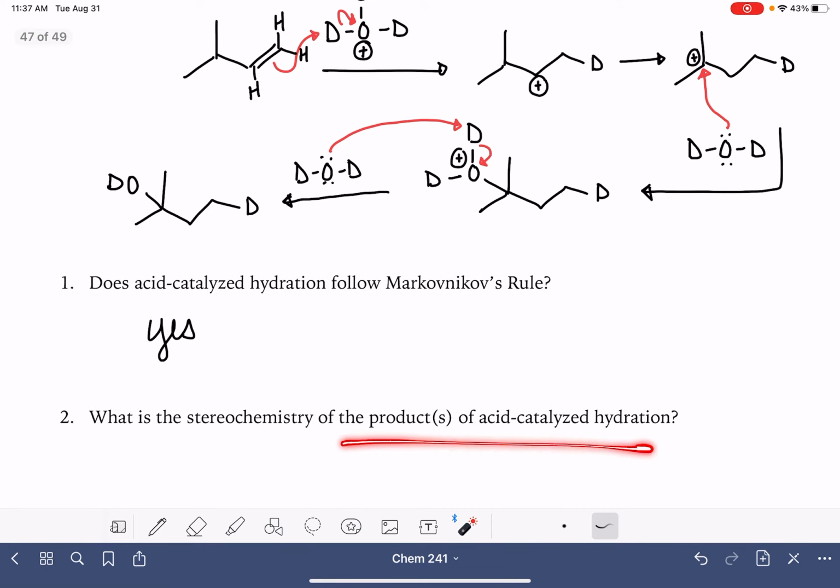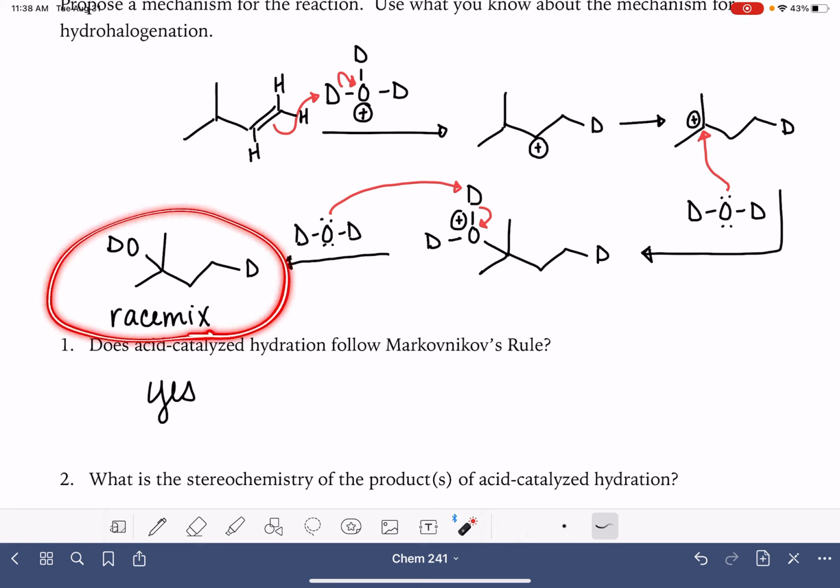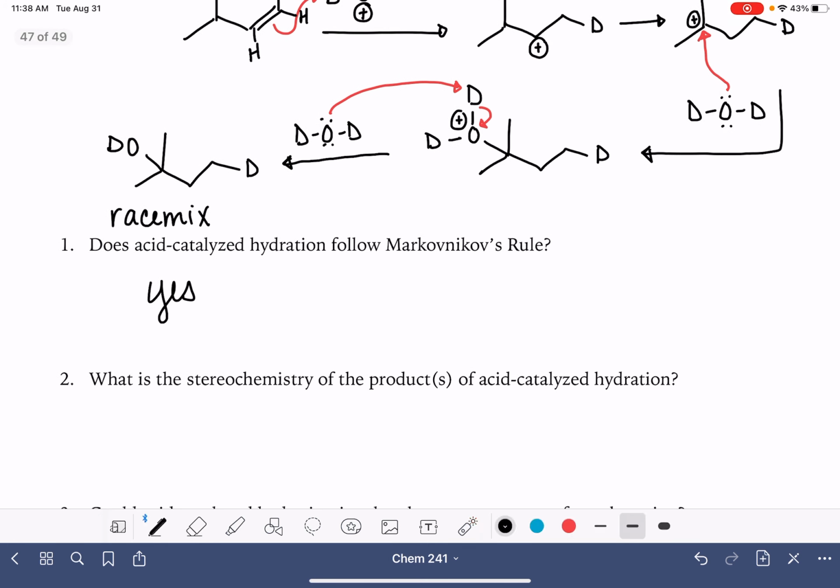What is the stereochemistry of the products of this reaction? Well, since we are adding the D2O, the water molecule, to a carbocation, that means that if we had stereochemistry, we would get a racemic mixture of products. In this particular example, we don't get any sort of racemic mixture because we don't have any chiral carbons. So maybe I'll put parentheses around it because this particular molecule can't be a racemic mixture, but it's going to be 50% R and 50% S if you are forming a chiral carbon in the reaction.